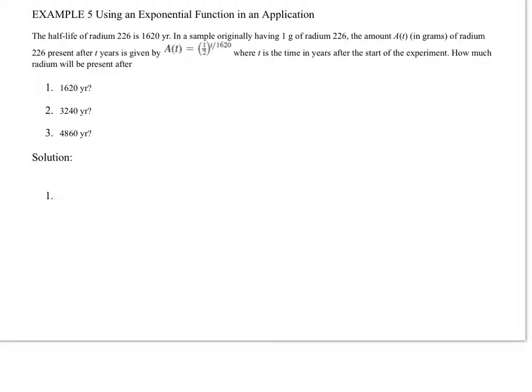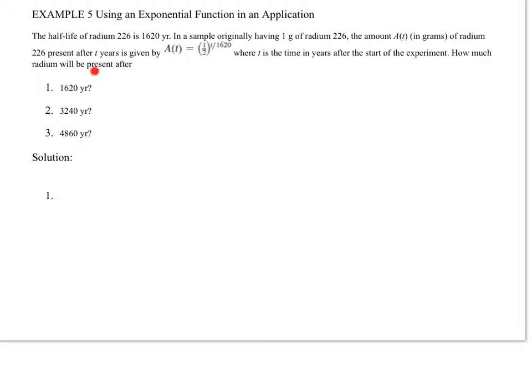So let's look at half-life here. We're going to look at the half-life of radium. She did much exploration in this field. The half-life of this particular radium is 1,620 years. In a sample originally having 1 gram of radium-226, the amount of grams, which we're going to denote as A of t, present after t years is given by this formula right here. And t describes the time in years after the start of the experiment.